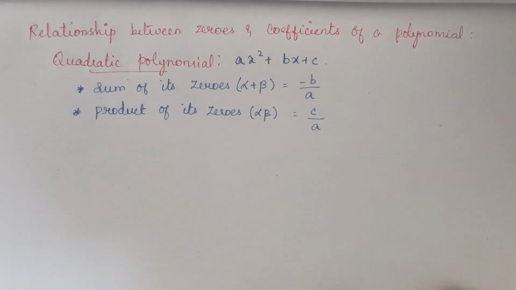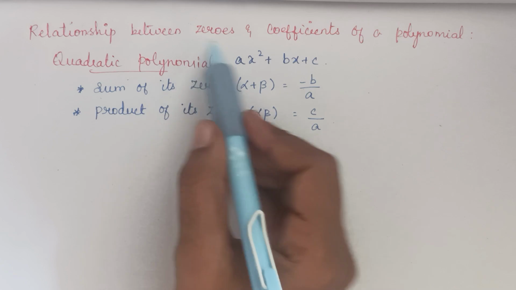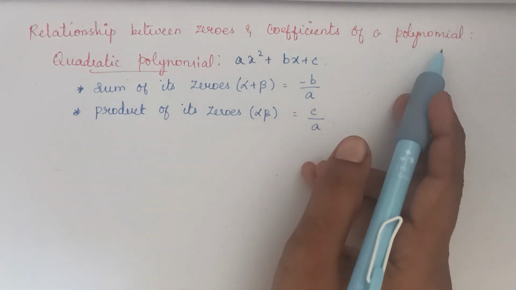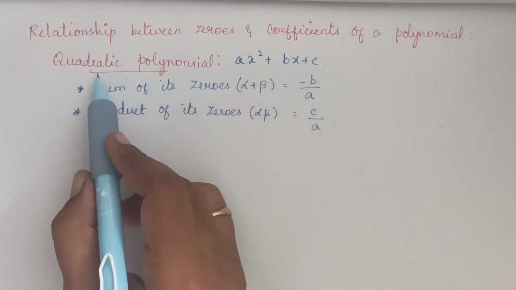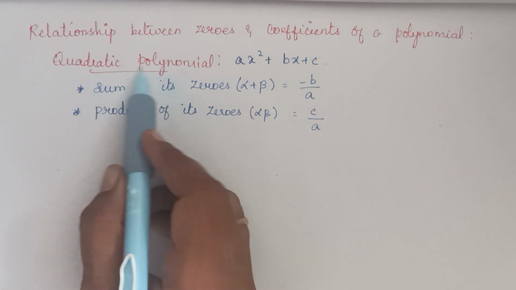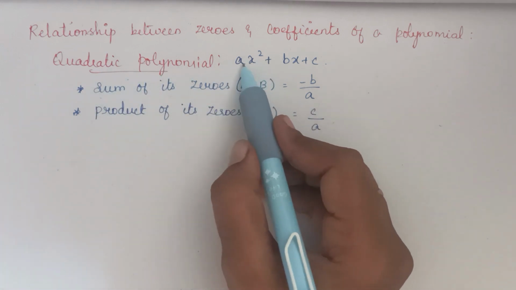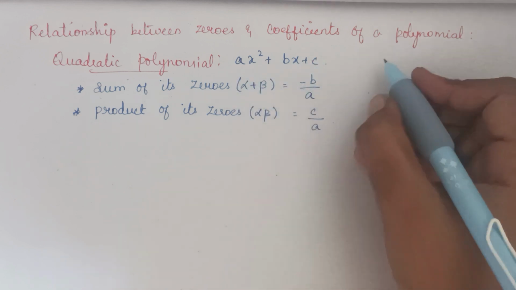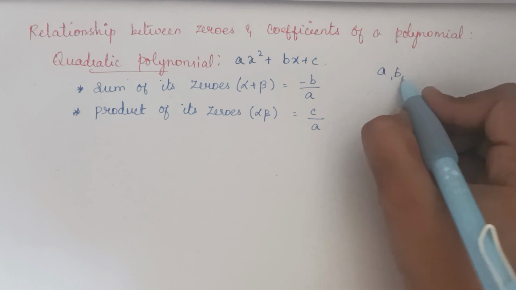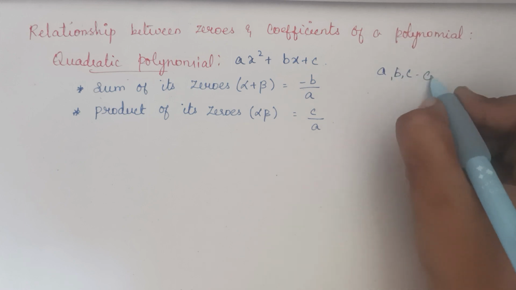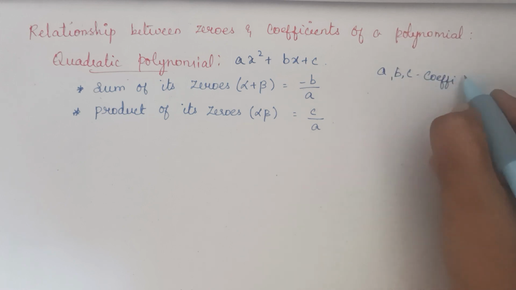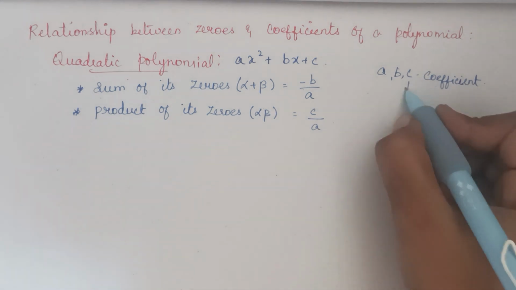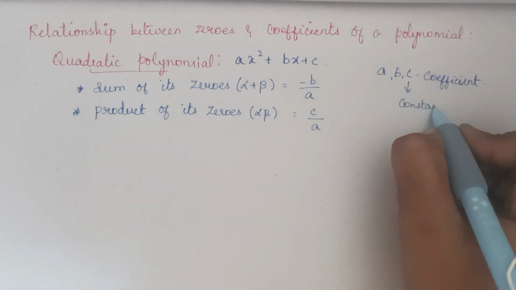Okay, now we are going to see about the relationship between zeros and coefficients of a polynomial. First we are going to see about the quadratic polynomial. A quadratic polynomial is written as ax square plus bx plus c. So a, b, c are the coefficients. a is the coefficient of x square, b is the coefficient of x, and c is a constant term.